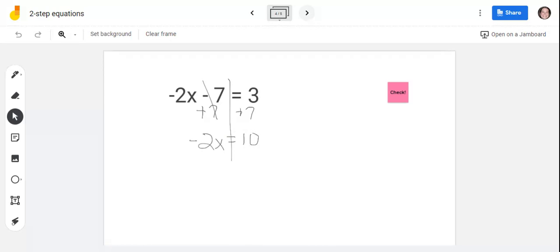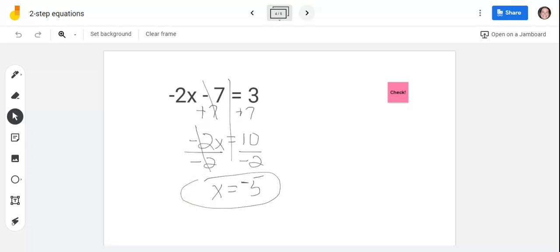Again, we're at a one-step equation. This is being multiplied, so I'll divide, keeping that negative sign. Now, -2 divided by -2 gives me a +1, or a +1x. On the other side, 10 divided by 2 is 5. There was one negative sign, so my answer is -5.